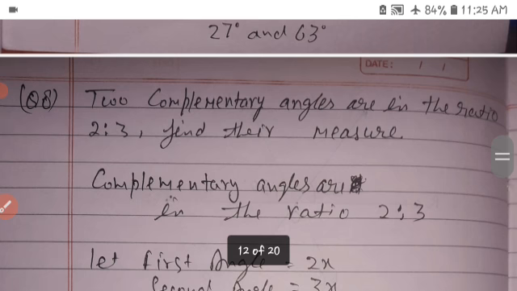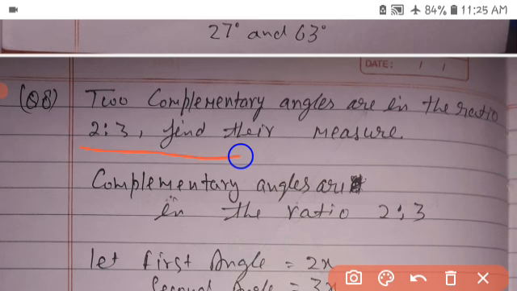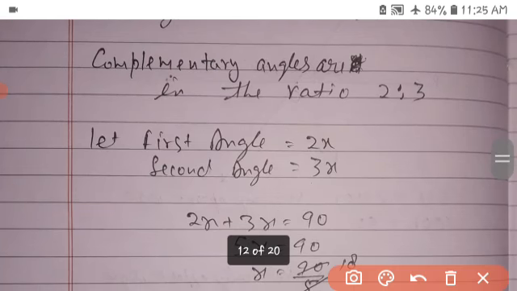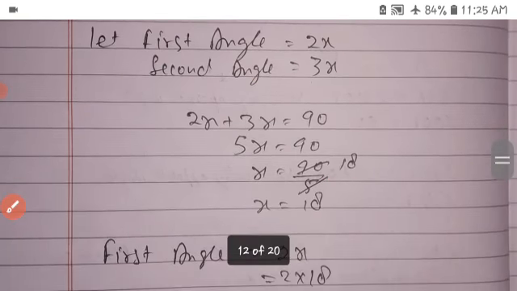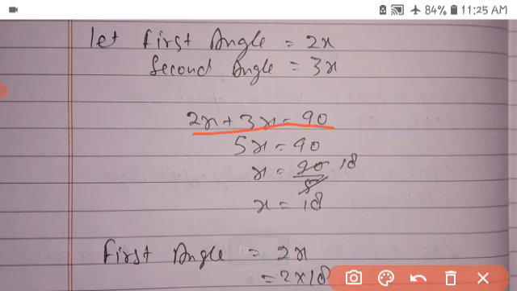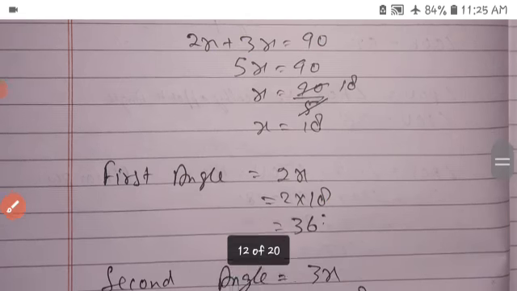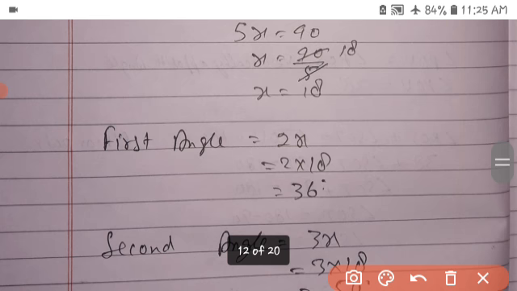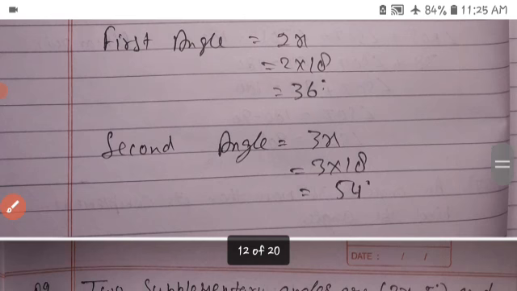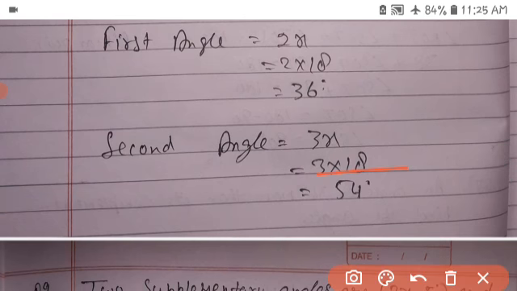Two complementary angles are in the ratio 2:3. Find their measures. Let the first angle be 2x and the second angle 3x. The sum of the angles, 2x plus 3x, is equal to 90 degrees. 5x is equal to 90, x is equal to 18 degrees. Now the first angle is 2x, which is 2 into 18, equal to 36 degrees. The second angle 3x is 3 into 18, which is equal to 54 degrees.